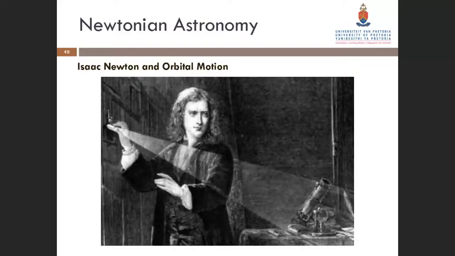So welcome back everyone. Tonight we are going to continue our discussion on Newtonian astronomy and look at Isaac Newton's orbital motion. Do you guys have any questions about last night's work that we covered? This is chapter 4 and 5 of the textbook.